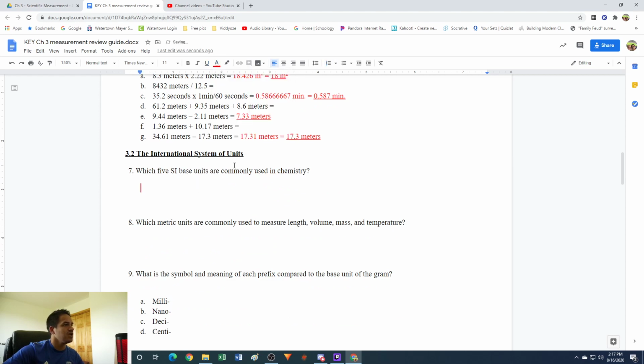Number 7, which 5 SI-based units are commonly used in chemistry? This is directly from the notes, but we have for mass, kilogram. We have for volume, the cubic meter. We have for time, the second. We have for, I think, amount is the mole. And then, I'm trying to remember what the last one was.